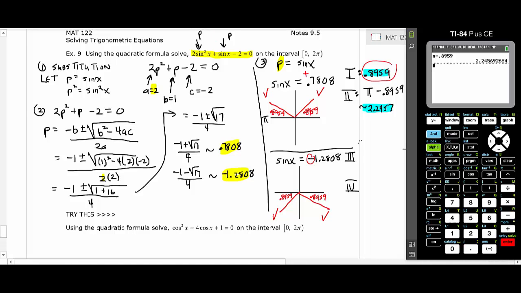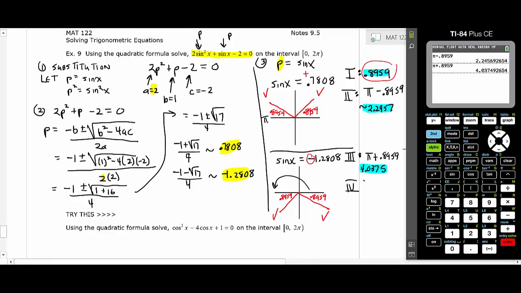So to get your quadrant 3 answer, you need to go halfway around the circle, pi, plus that reference angle. Okay, and then that'll give you the third answer of the problem. So I say pi plus 0.8959, and that will give another answer of 4.0375, which will be a third answer to that problem. Okay? All right.